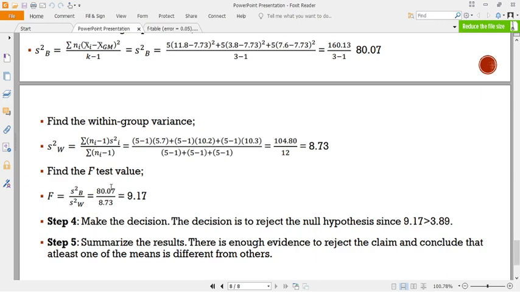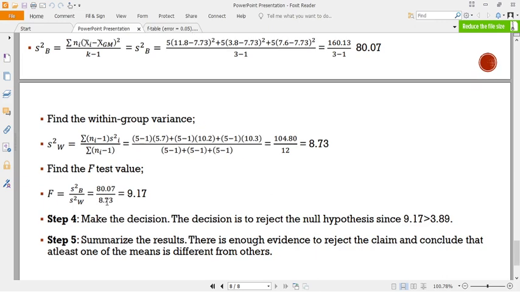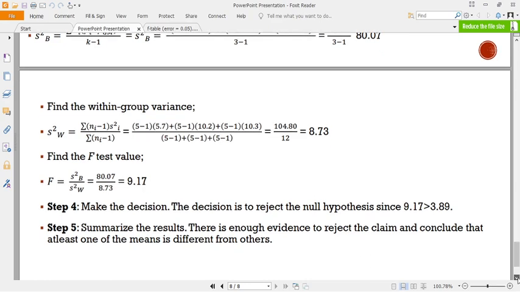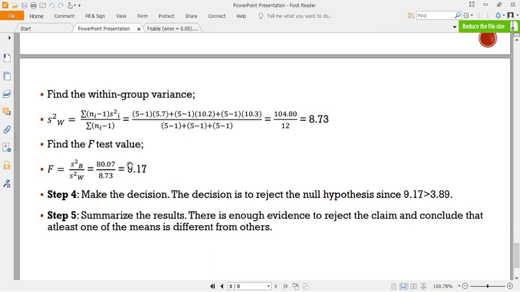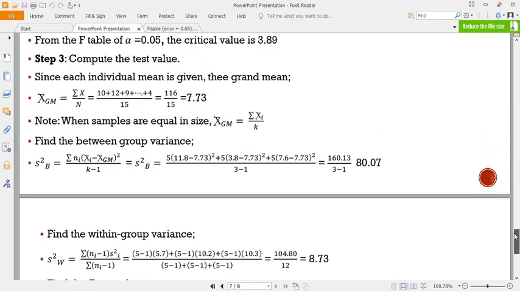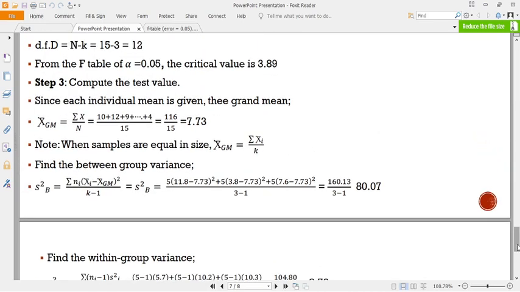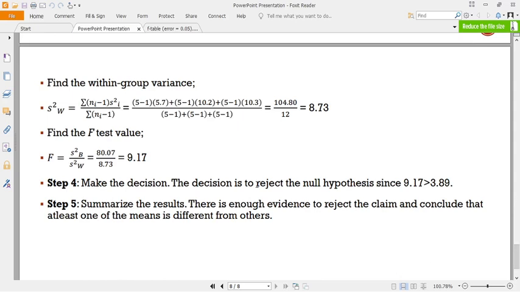So our between group variance was 80.07 and the within group variance is 8.73, giving us 9.17. So you can see that these are big, and the F-test value is also far greater than 1. And on top of that, the test value is way greater than the critical value, which was 3.89. So therefore, we are going to make a decision, and that will be to reject the null hypothesis, since our test value is greater than the critical value, or the F-test value lies in the critical region.